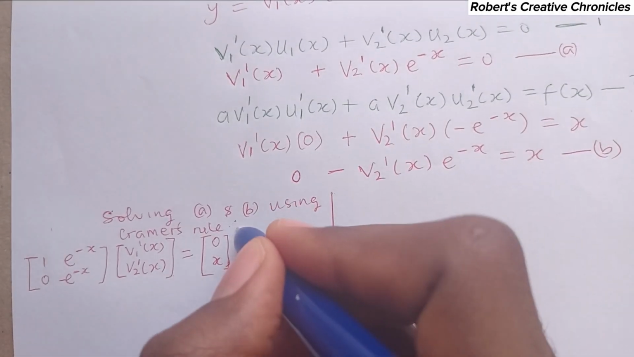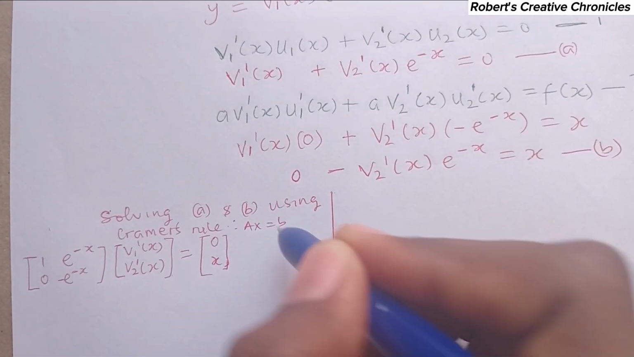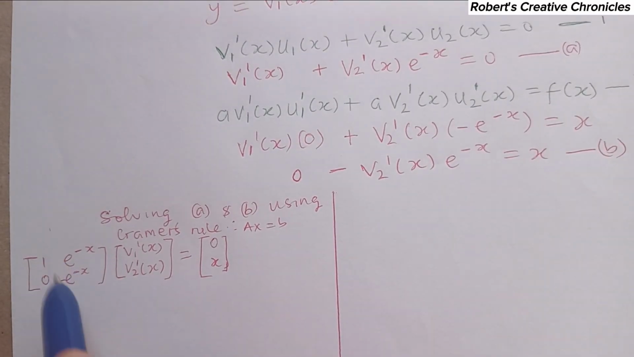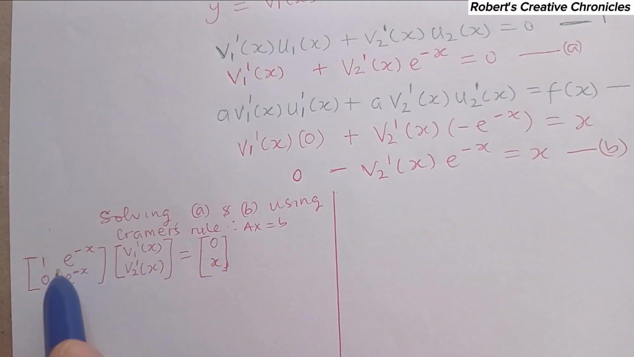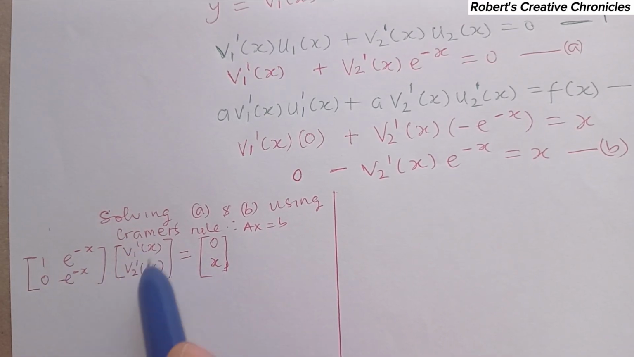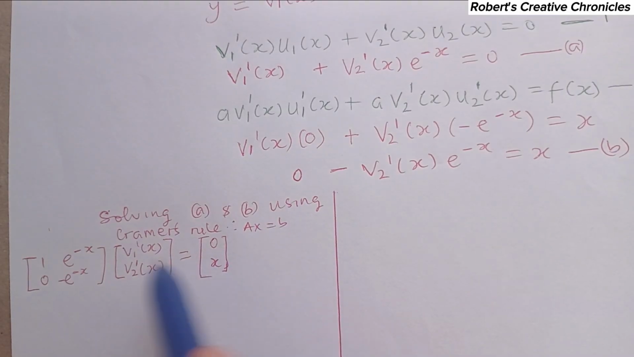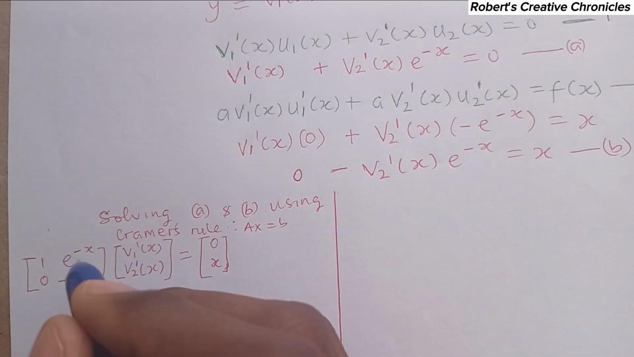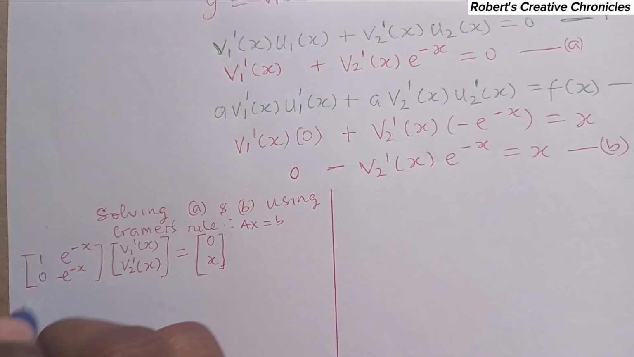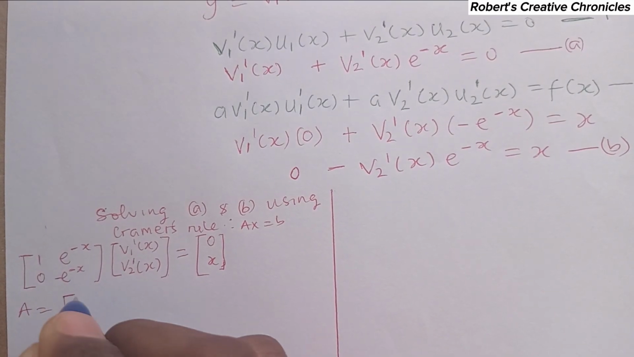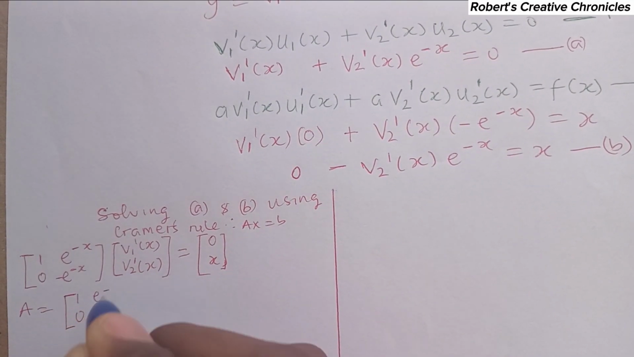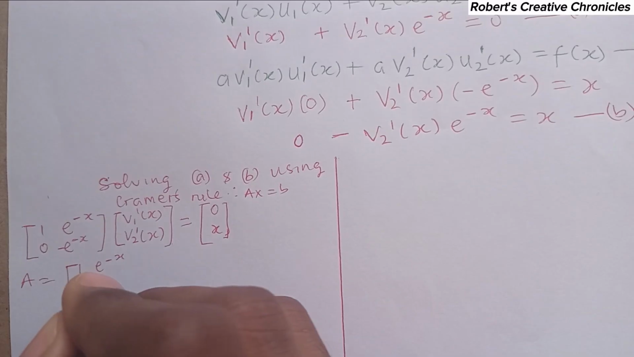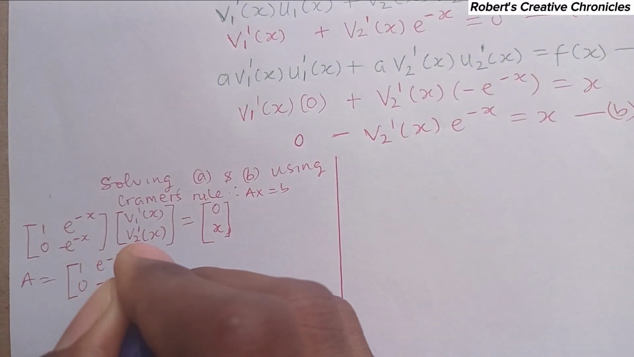You know, Cramer's rule is like this: ax is equal to b. So this is a, this is x, but in this case it is v. Since we are not finding x but v, then here is b. So a is 1, 0, exponential minus x and negative exponential minus x.